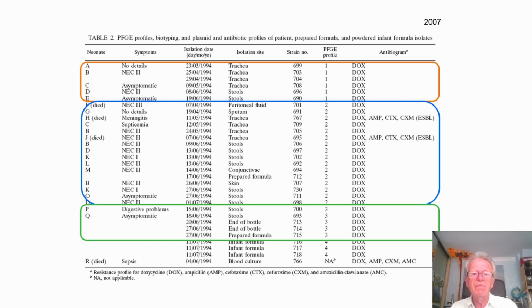Then, interestingly, if you look carefully, you'll see the letter B coming up 4 times. We actually have 4 isolates from the same baby.